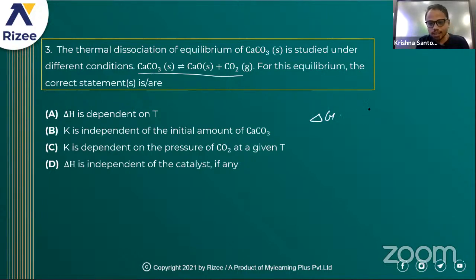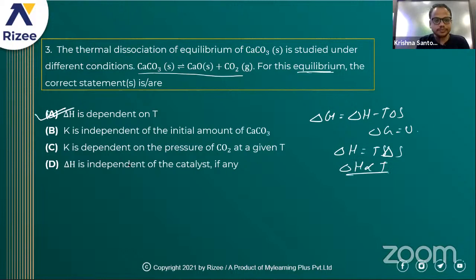on T. So generally we know that delta G is equal to delta H minus T delta S. Now at the equilibrium point he is saying delta G will be equal to 0. So I can write delta H is equal to T delta S, means delta H is directly proportional to temperature. So it is the correct one.